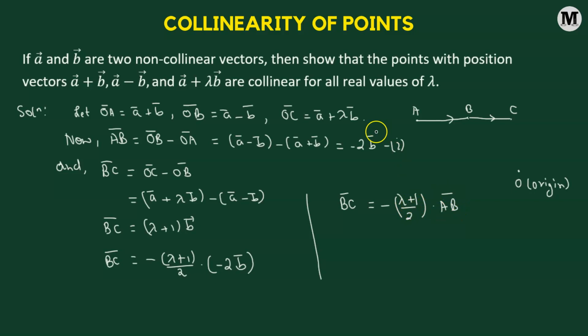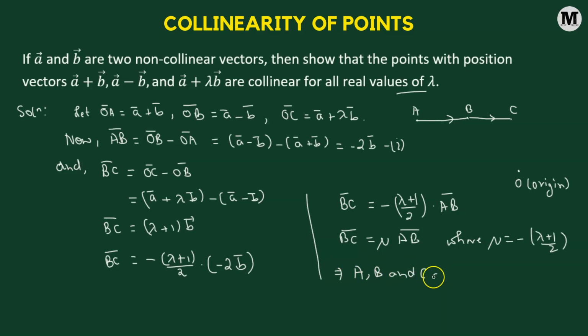So here it's given for all real values of lambda. If we choose any real value of lambda, then negative of lambda plus 1 over 2 is going to be some scalar. So let us suppose that vector BC equals mu times vector AB, where we have supposed that mu corresponds to negative of lambda plus 1 over 2. So for real values of lambda, that means mu is a scalar. Now whenever this particular criterion is met, this simply means that the 3 points A, B and C are collinear.